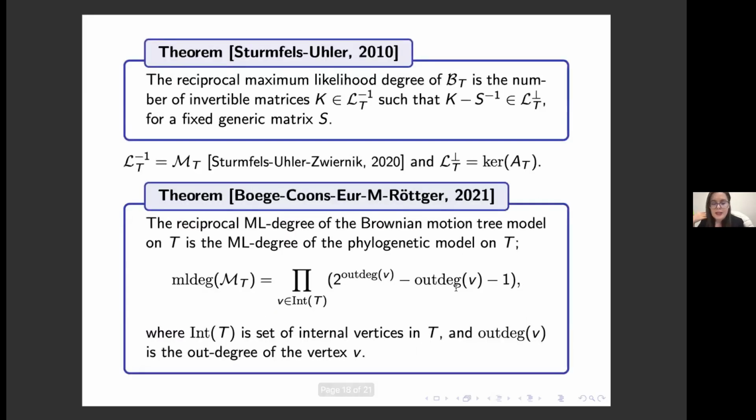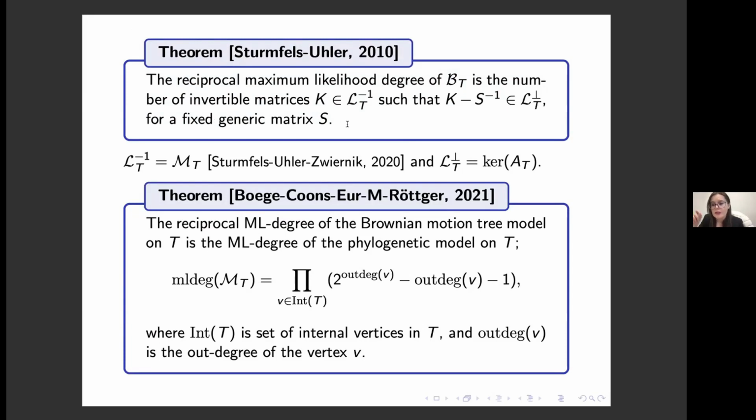And yeah, so in this case, we use an alternative way of thinking about this number, the reciprocal maximum likelihood degree, coming from Sturmfels and Uhler, where they show that the reciprocal maximum likelihood degree of a linear covariance model is the number of invertible matrices K in the inverse space of LT, such that K minus S inverse is in the orthogonal space of LT, for a fixed generic matrix S.